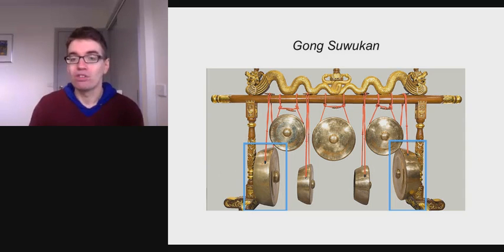Another type of gong that's used in a Javanese gamelan ensemble are gong sewukan. They are gongs that are not as large as the gong ageng, but they are important because they mark particular points in the music. And you can see that they are highlighted here in blue rectangles on the screen.